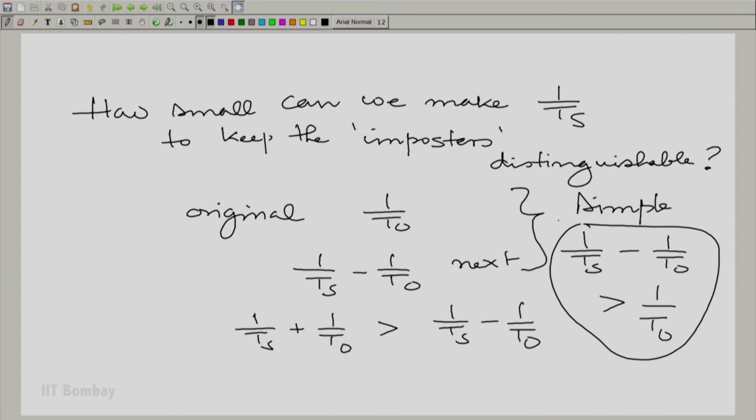As simple as that. What are we talking about here? We are talking about 1 by Ts being greater than 2 by T0. So simple. In other words, the sampling frequency 1 by Ts must be strictly greater than twice this constituent frequency, so that they are distinguishable. This should not come and overlap with it. As long as it is greater than twice.